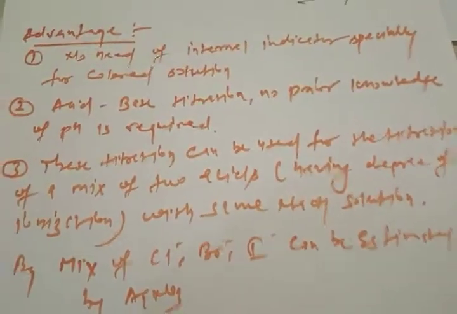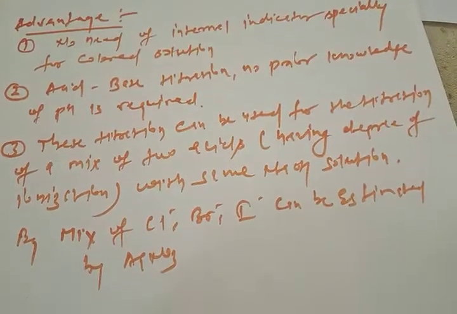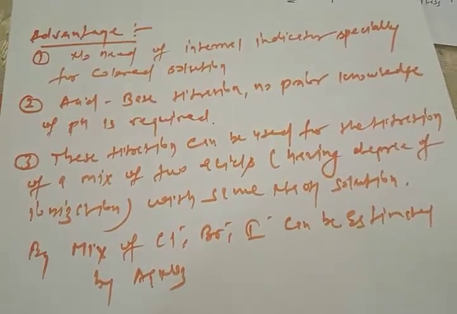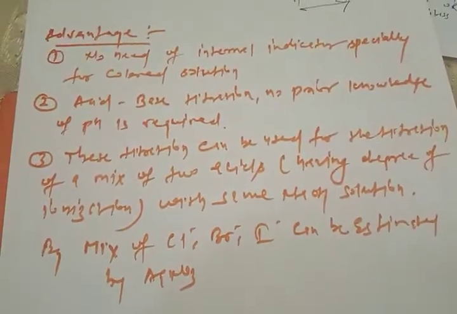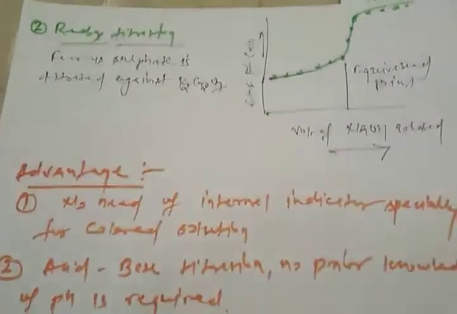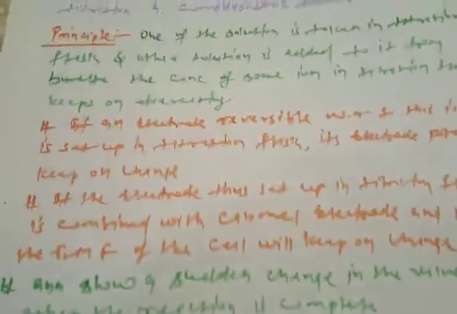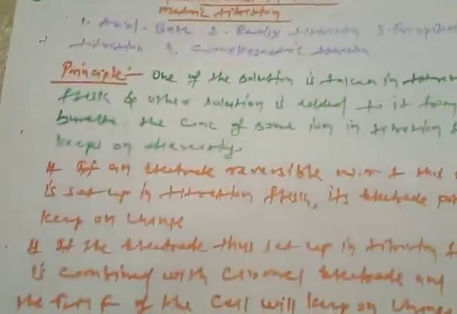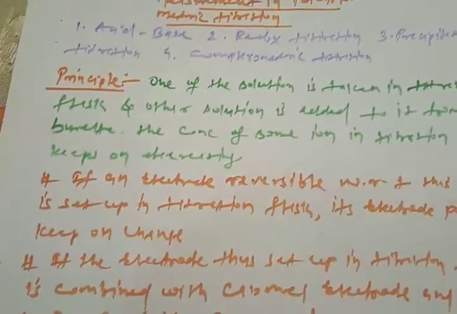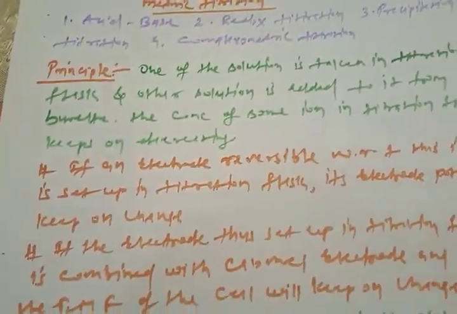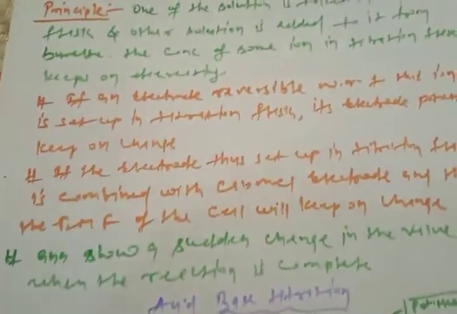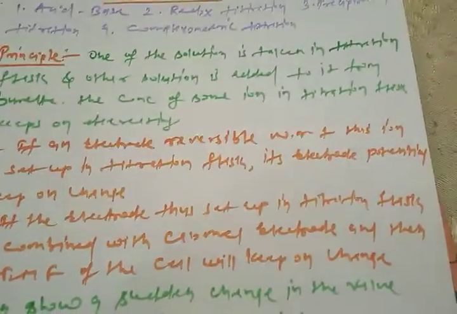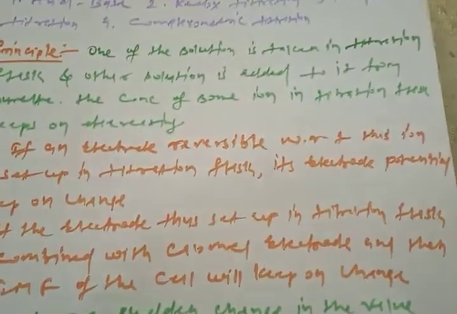So no need of an indicator, no prior knowledge of pH in case of acid base titration, and you can use mixtures of solutions also in order to find out the values. So I think this is all about potentiometric titration. Here we have discussed in detail the acid base titration with the principle, the redox titration I'm just giving you an overview of, the complexometric titration and the precipitation titration. You can easily discuss them with the help of this. So with this we have ended the syllabus of electrochemistry, physical chemistry.